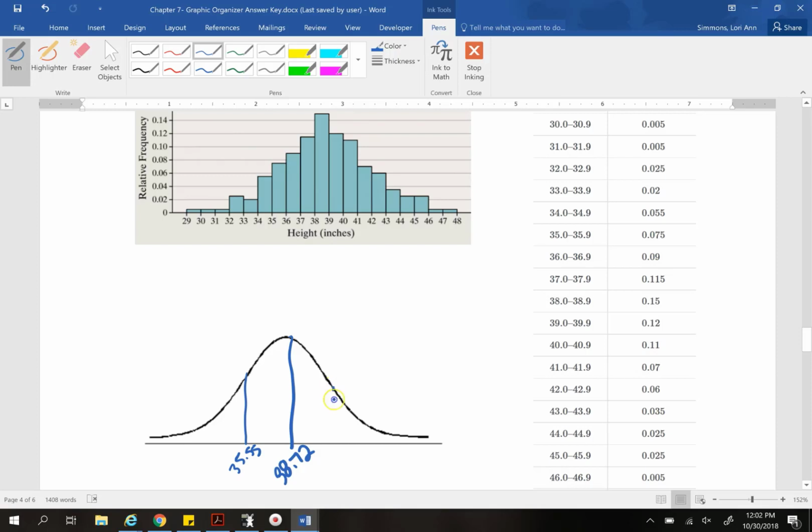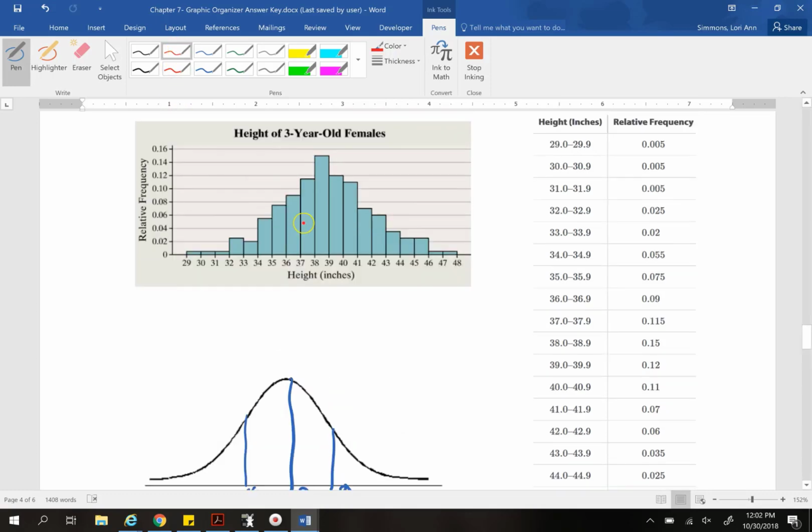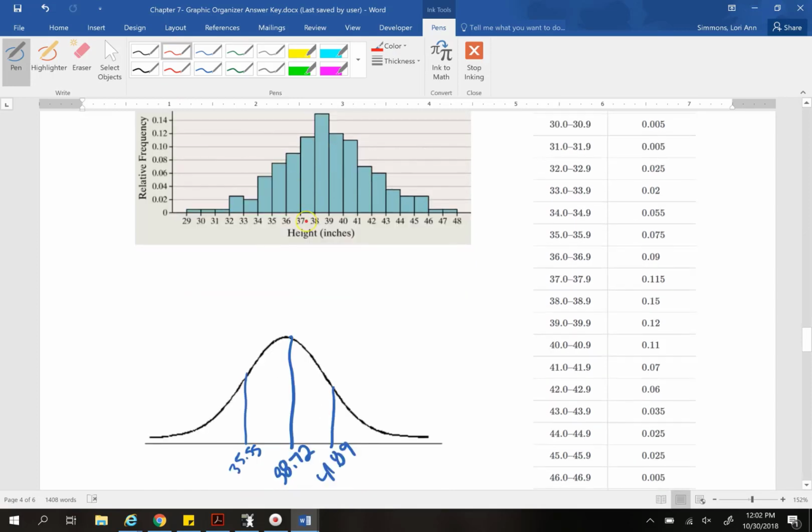Then you add. We get 41.89. So we want to know x is less than or equal to 35. So find 35 on here. And then less than is everything to the left. So I'm doing this for x variables.